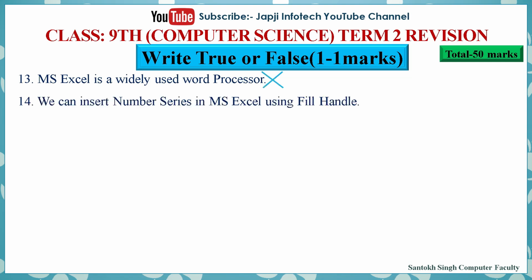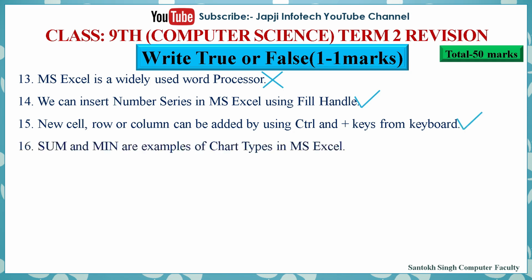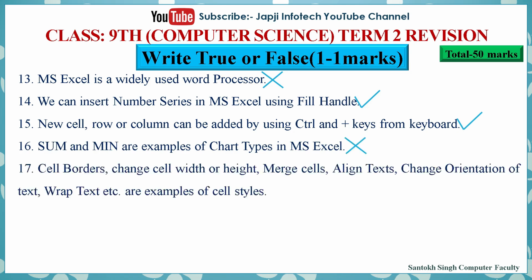The 13th one is MS Excel is a widely used word processor. Wrong. 14th one is we can insert number series in MS Excel using fill handle. Right. 15th one is new cell, row or column can be added by using Control and plus key from keyboard. Right. 16th one is sum and min are example of chart type in MS Excel. Wrong. 17th one is cell border, change cell width or height, merge cell, align text, change orientation of text, wrap text, etc. are example of cell styles.